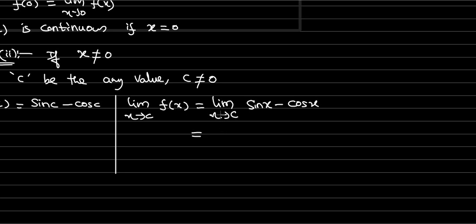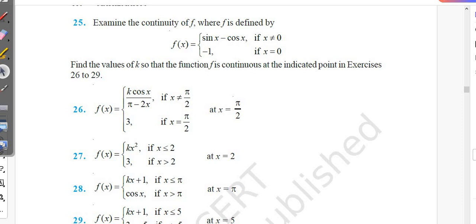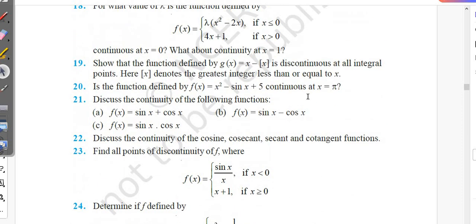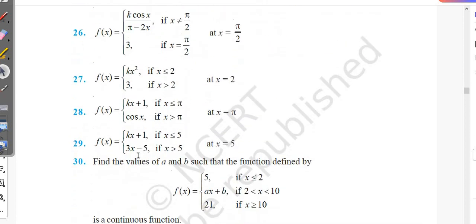We know that the difference of two continuous functions is continuous. Already we know that sin x is a continuous function and cos x is a continuous function. In which sum have we seen this? I think the 22nd sum: discuss the continuity of cosecant, secant, cotangent. While working out this sum, first we proved that sine and cosine are continuous. With those results, we said the remaining trigonometric functions are continuous. I'll give the link for this 22nd sum as well, so please do check it below the description.